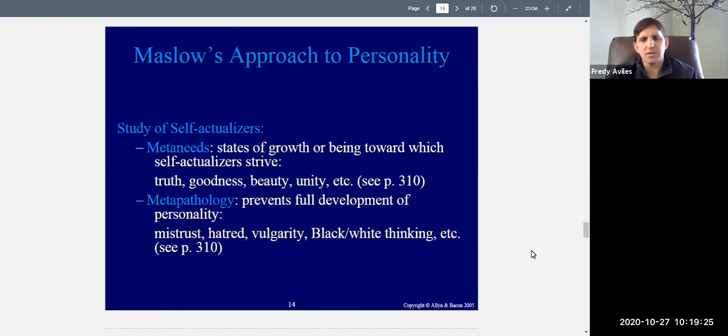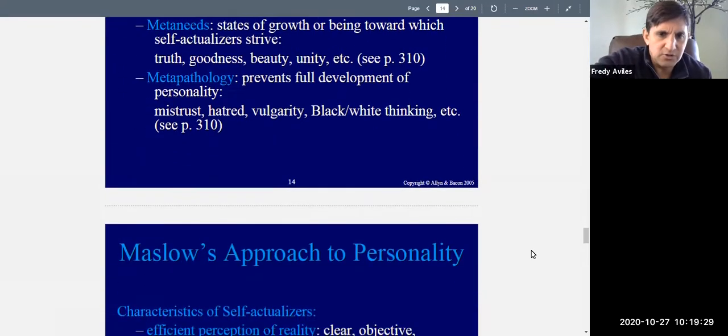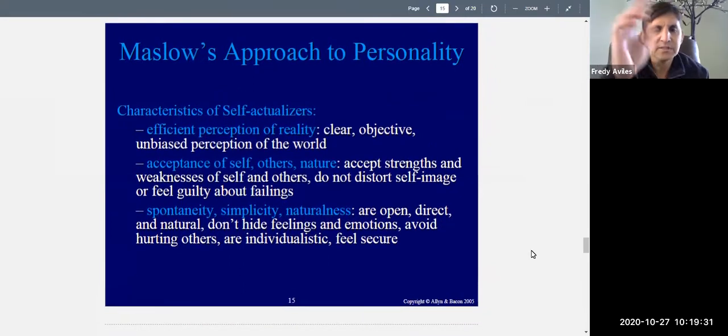And again, that page number isn't accurate anymore. There's more about self-actualizers. Characteristics of self-actualizers. There are other characteristics about them. People who have self-actualized, who have achieved their full potential, have an efficient perception of reality, according to Maslow. They have a clear, objective, unbiased perception of the world. In other words, they see the world for what it really is. Right? They are not in denial about things. Okay, they're more likely to see what's really happening, the truth, right?